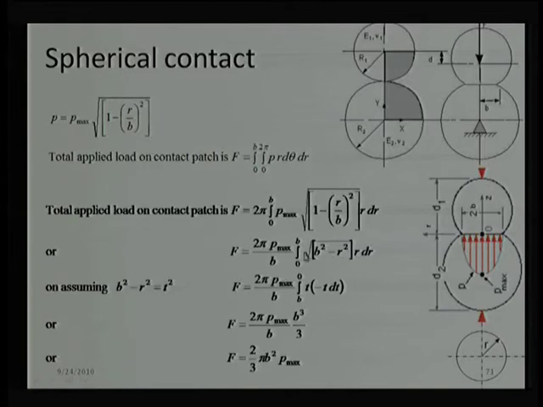Now, we can substitute some value for B square minus R square, which is what has been assumed over here: B square minus R square is equal to T square. Now, we can differentiate and substitute the value of T instead of dr, and that has been given over here, right.